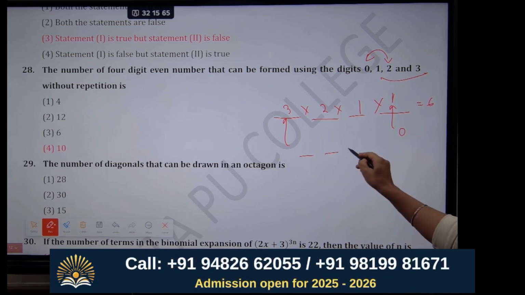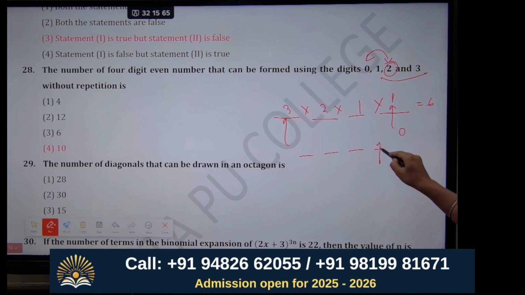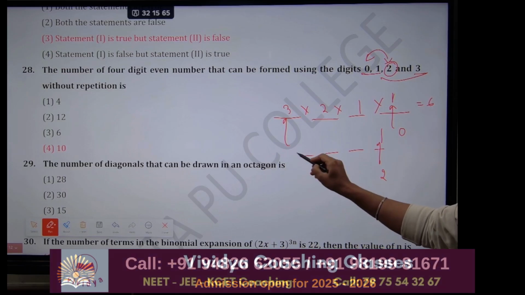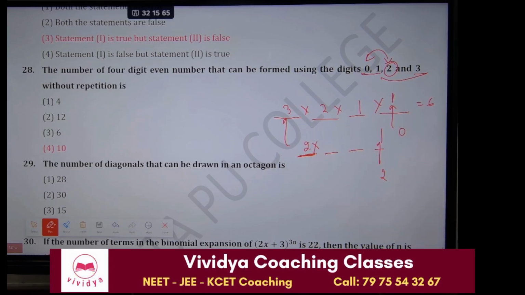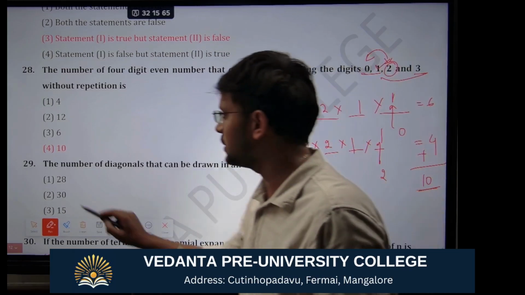Now we will give the other even digit, which is 2. How many ways can I give it? 1. Now how many numbers are left? 0, 1 and 3. But this place cannot be 0, so only 2 options, and out of those 2, 1 will be utilized. So for this 2 options, for this 1 option, and 1. So here the total is 4. So the total will be 6 plus 4, which is 10. So the answer for this is 10.